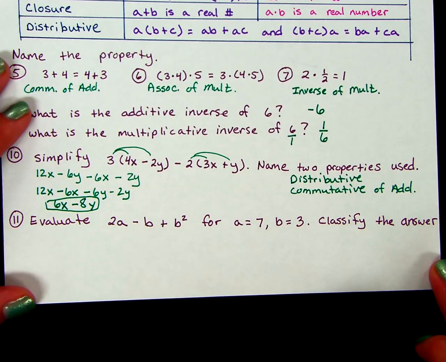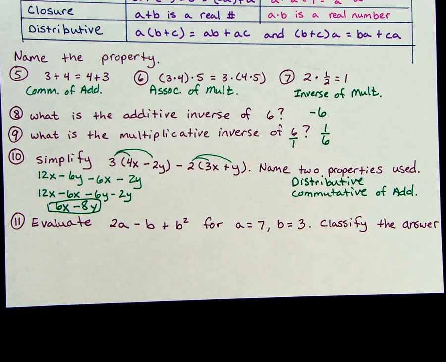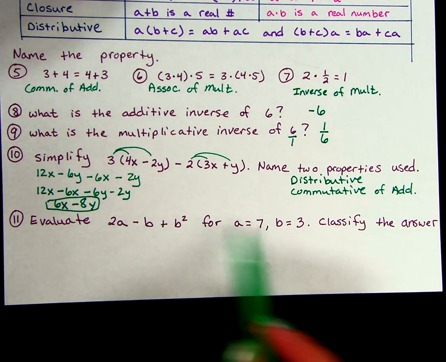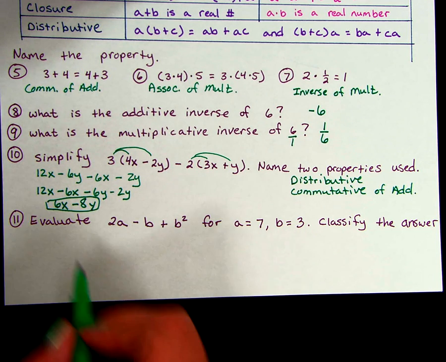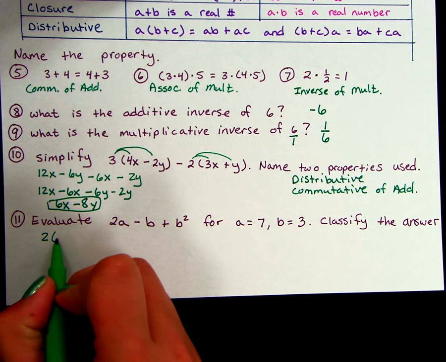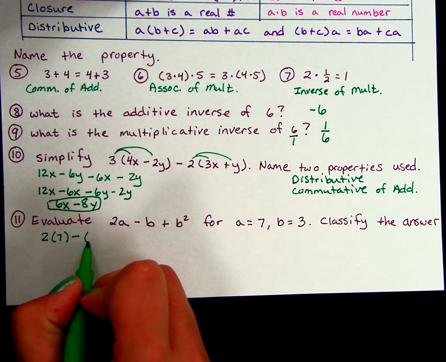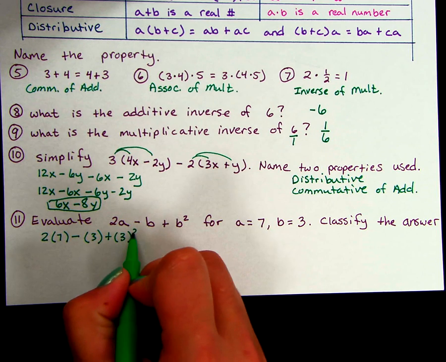Last example, it says evaluate 2a minus b plus b squared for a equals 7 and b equals 3. And then we're going to classify our answer. So that's going to be from the beginning of the lesson. So let's start with our evaluating. So again, wherever I see an a, we're going to replace it with 7, and b gets replaced with 3. Now I'm going to use parentheses when I'm doing my replacing. So 2 times 7 minus 3 plus 3 squared.